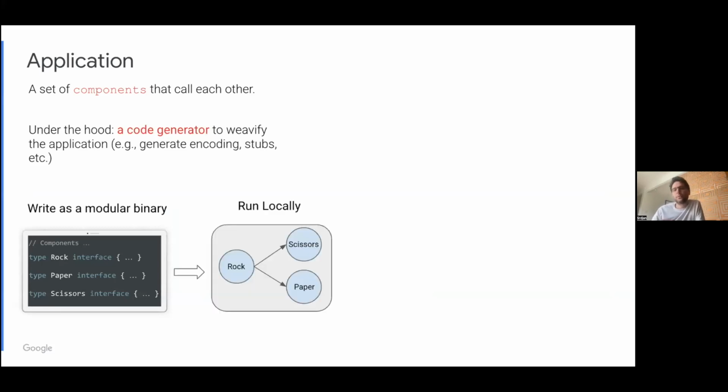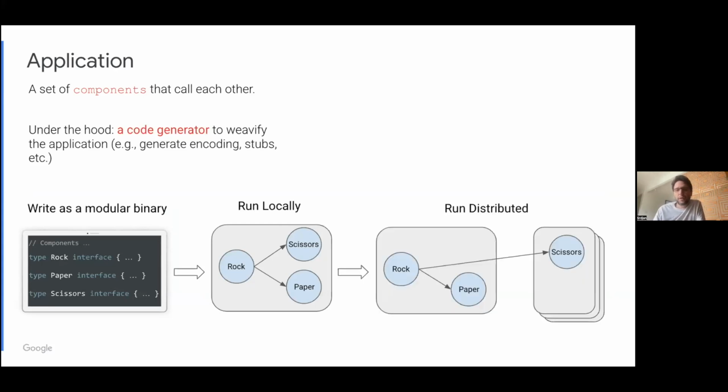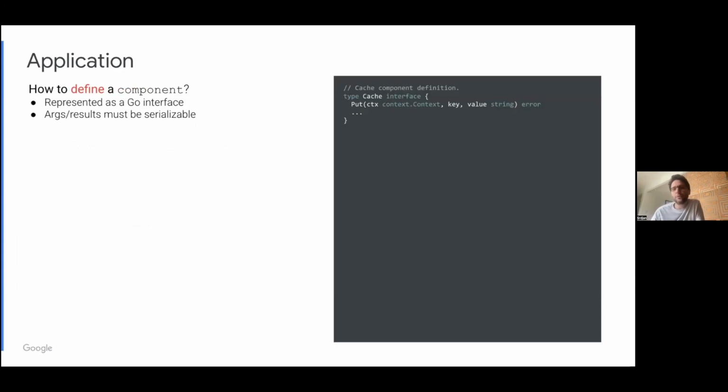And then when you decide to run it, you could run it locally, all in the same process, or you can run it in a distributed manner, and we support some cloud implementations of this. So it effectively delays the decision of how these things are going to run, in which processes and where, to the actual deployment time. So I'll give you a little flavor of how you would define a component and how you call other components.